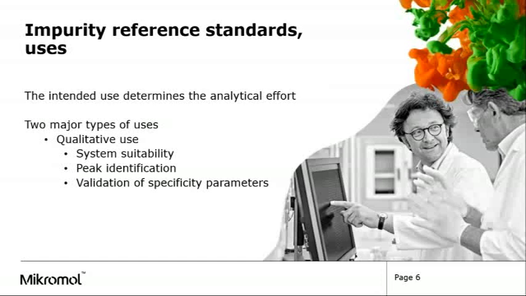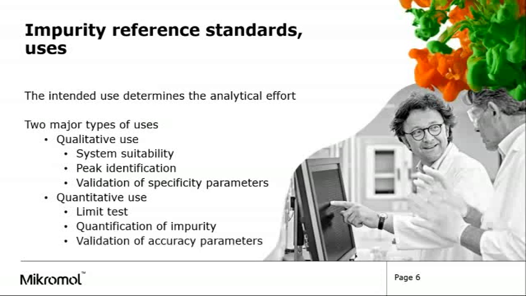Using impurity standards in a qualitative way for validation of specificity, and in fact, I would say even in development of separations is another good qualitative use. Of course, the other major type of use is quantitative, and we can have the case where there's a limit test, where we're trying to determine whether the impurity is present above or below a certain value. Or we can have often cases where we want to quantify the impurity and return a numerical result for it. The quantitative use also extends to validation of accuracy for quantitative use.